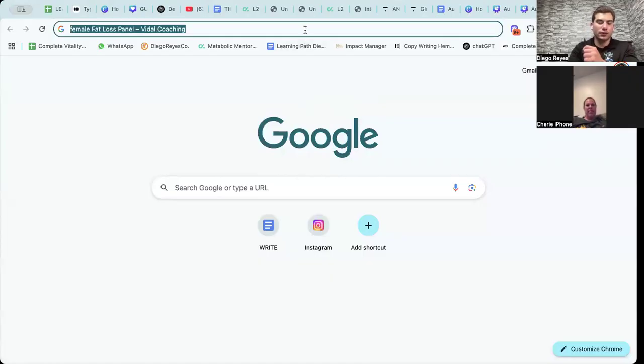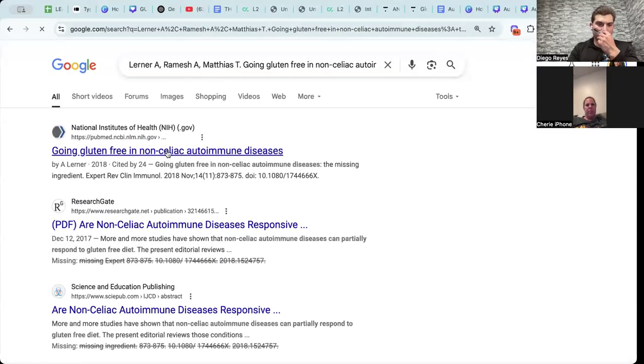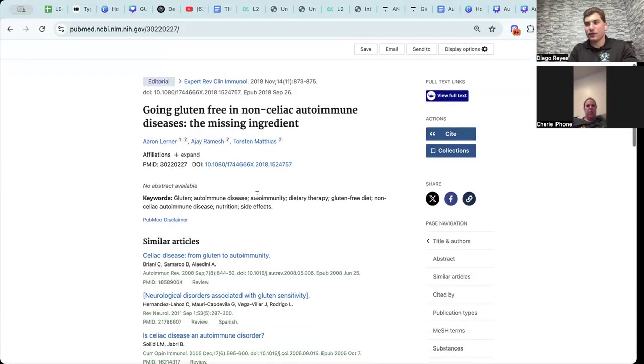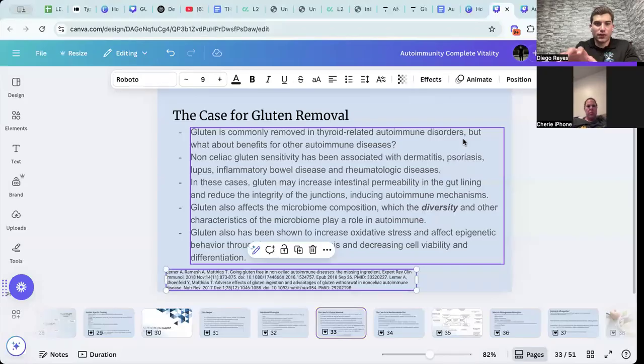Let's look at the reference, if it's going to show me. There we go. There it is. There's a reference, right there, black and white. It shows you that non-celiac gluten sensitivity has been associated with dermatitis, psoriasis, lupus, IBD, Crohn's, colitis, and rheumatoid arthritis. So if you're dealing with any of these issues and you remove gluten, you will most likely improve the quality of your health, most likely your life.